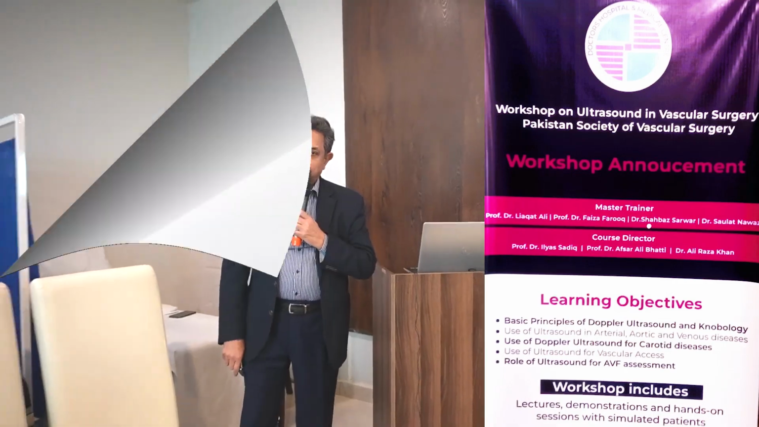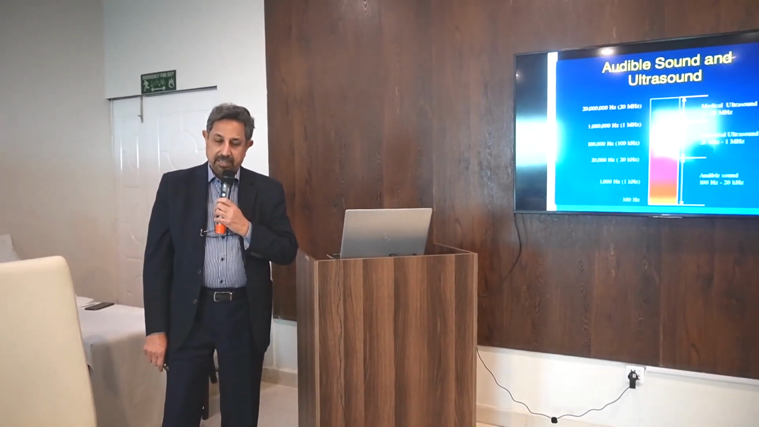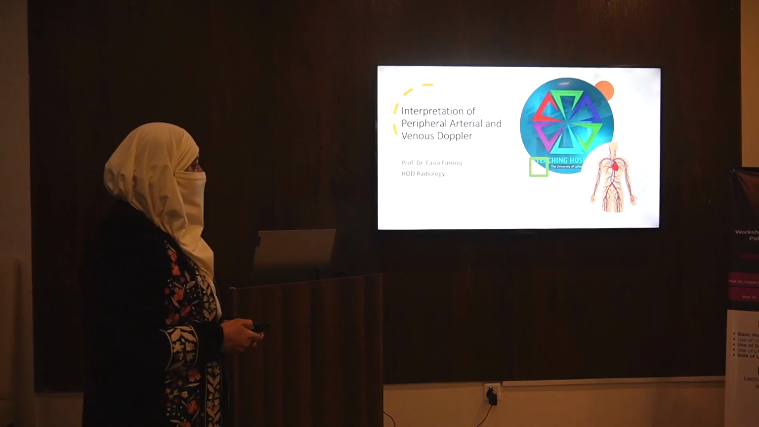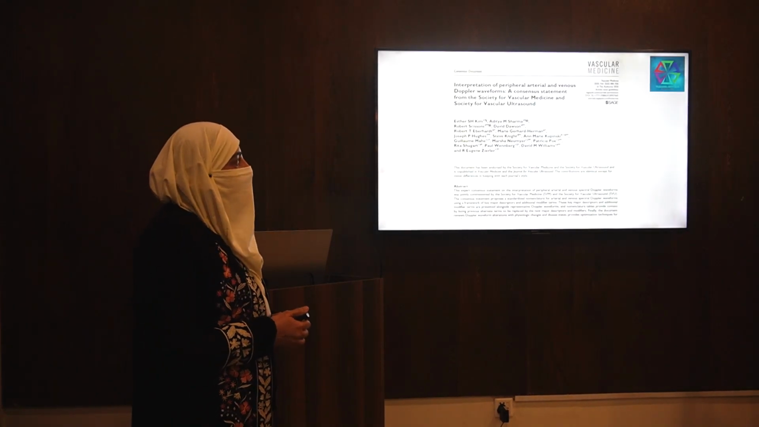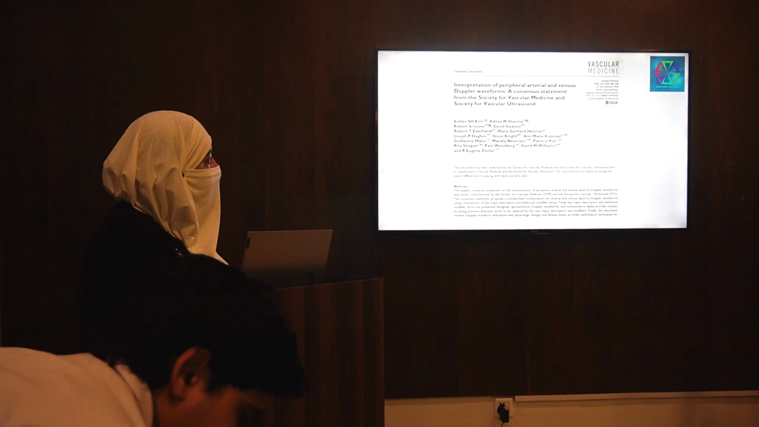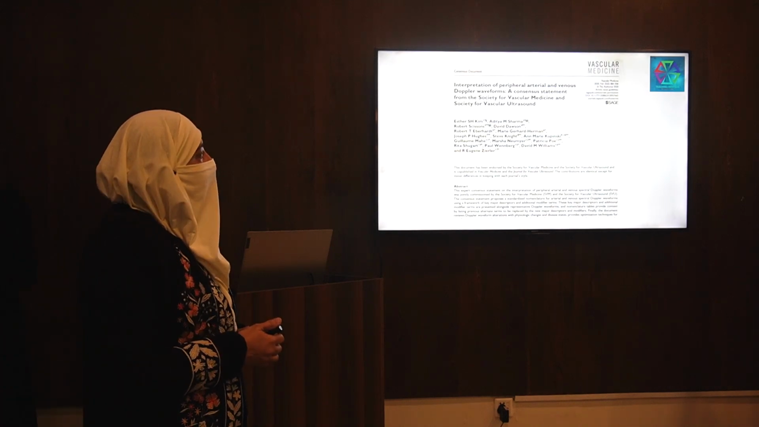Ultrasound, we know that a frequency from 1 to 20,000 hertz is used in ultrasound. Number one is proximal stenosis. Number two is distal infection. What will happen in distal infections? Hyperemia. Interpretation of peripheral arterial and venous Doppler. It was published in Vascular Medicine in 2020, titled Interpretation of Peripheral Arterial and Venous Doppler.